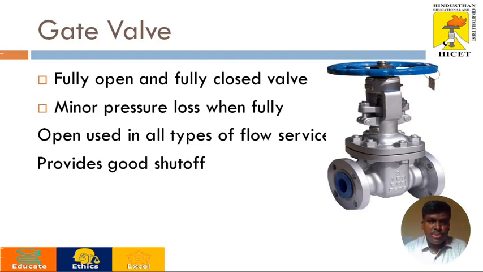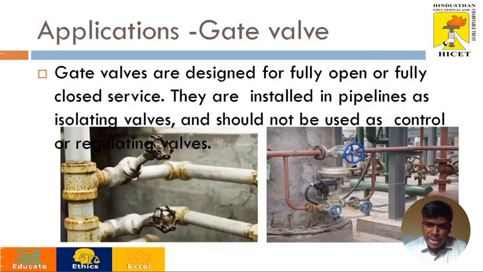First, we can see about the gate valve. So this is the actual look of a gate valve. A gate valve is mainly used for fully open as well as fully closed applications where the pressure loss is very minimum. It's used in all types of small applications. Nowadays, gate valves exist in all industries and all types of applications. Even in household applications we can use this type of valve. This is the actual look of a gate valve.